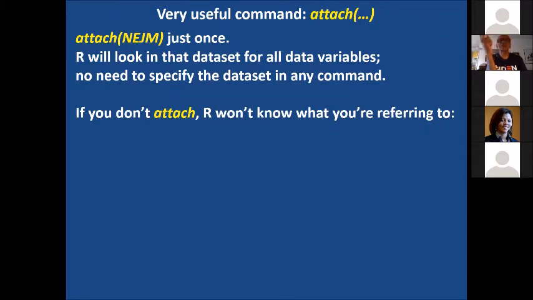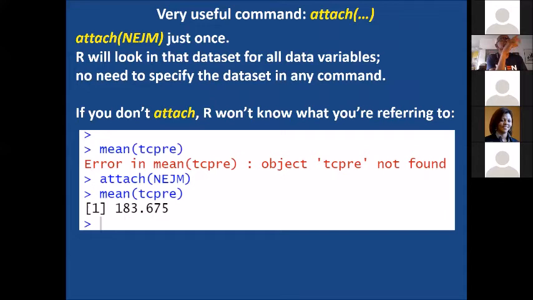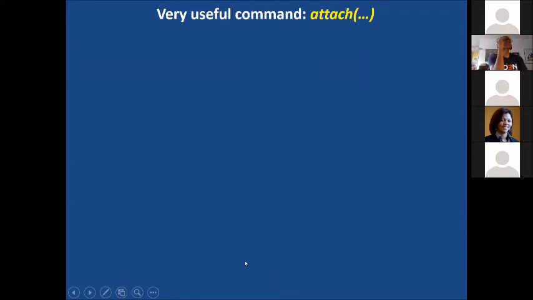If you don't attach, you can try that now if you feel like. Just type mean of TC pre. That is a function that gives you the average of a variable. So if you type mean of TC pre, you will find it says TC pre not found. But now attach any JM. And by the way, after you attach it, you don't have to retype this. You can use the up arrow to go up a couple of commands, and then it will show you mean of TC pre, and you can hit enter. And now you will get the mean average of TC pre. That's the attach.